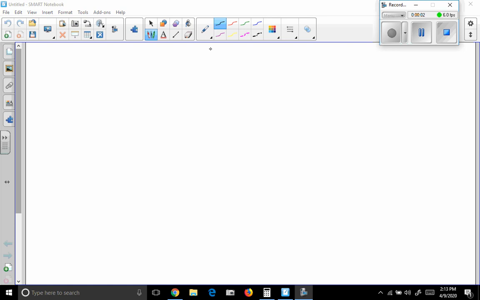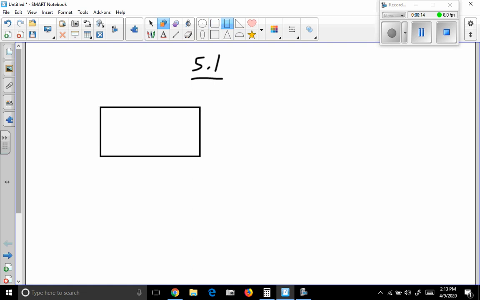Okay, let's talk about 5.1. There's not going to be any homework out of 5.1, but 5.1 introduces the material of this next chapter. So we start by looking at two interconnected tanks.